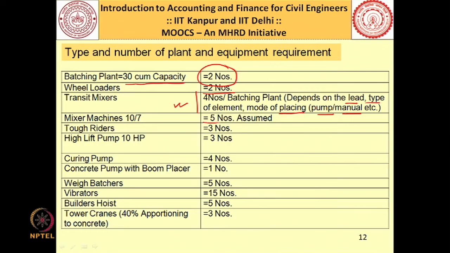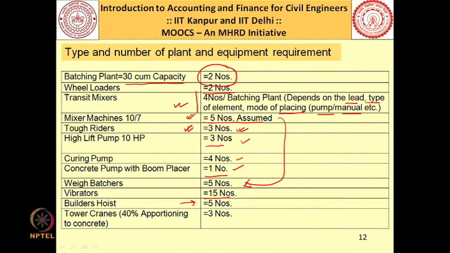Mixer machines, I am keeping as an emergency measure. Suppose sometimes my machine goes under breakdown, I can carry on the concreting with these mixer machines. Tough riders, very handy equipment. I am proposing to keep 3 numbers. High lift pump 10 HP, I am assuming 3 numbers. Curing pump 4 numbers. Concrete pump, I am assuming with boom placer 1 number. Weigh batchers corresponding to each of these 5 mixer machines, I have taken 1, so 5 numbers. Vibrators, these are all small items, 15 numbers I have assumed.